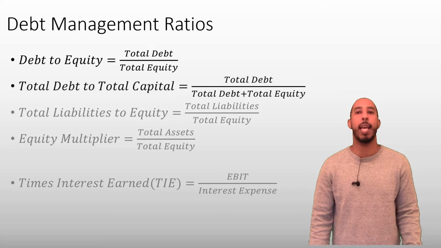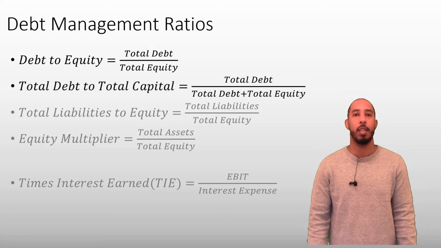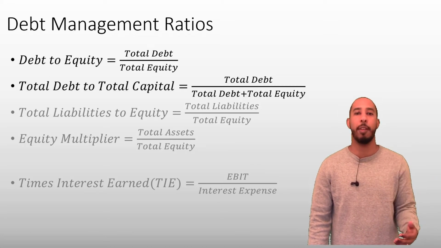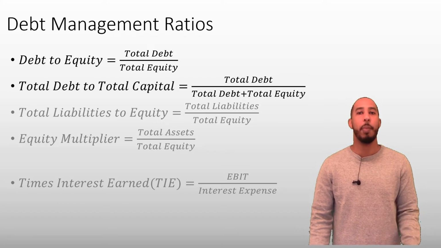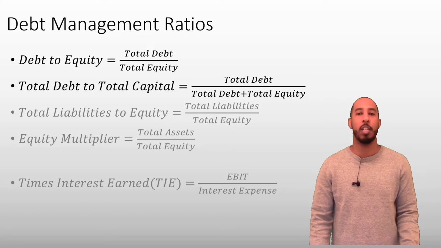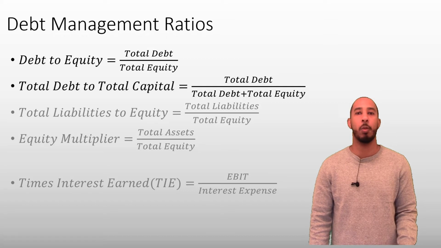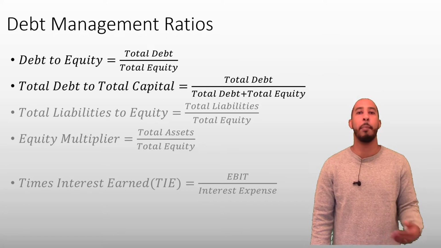Similarly, we have the debt to total capital ratio. Instead of looking at debt as a percentage of equity, we're going to look at how much debt they have relative to all the capital they've raised. That is debt and equity combined. So the same information is presented here as the debt to equity ratio. It's just presented in a slightly different format. Again, a higher debt to total capital ratio implies that the firm is using more and more debt.